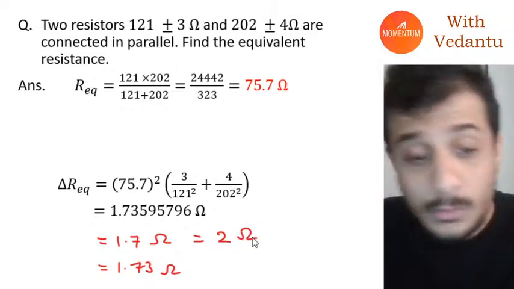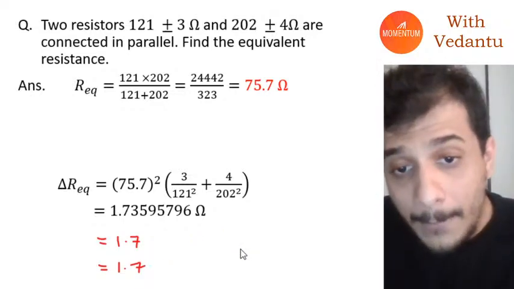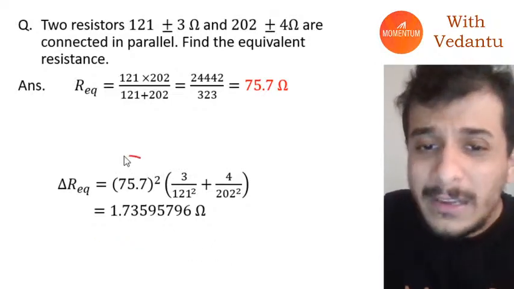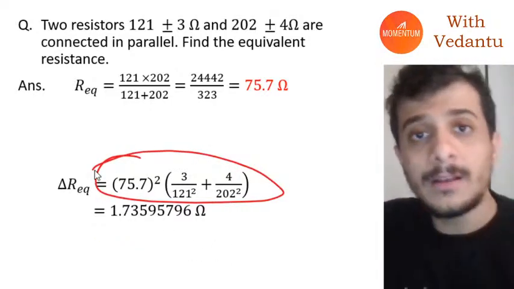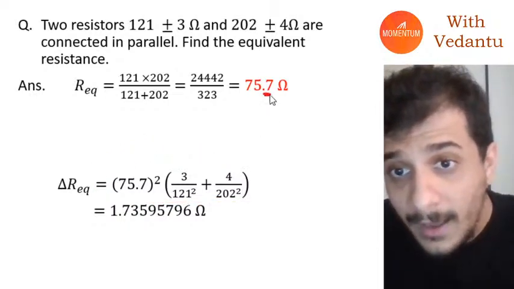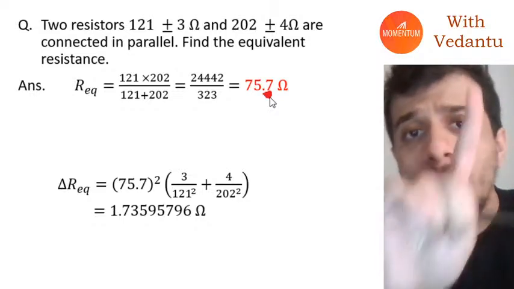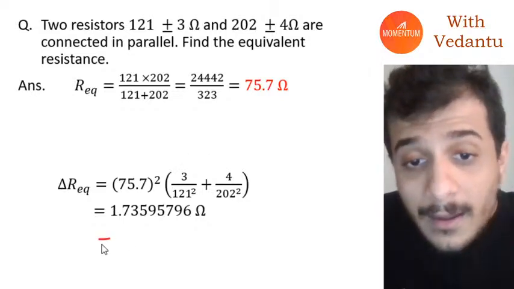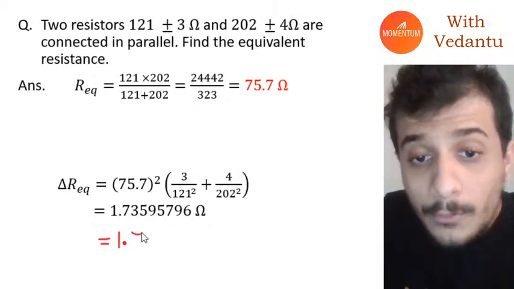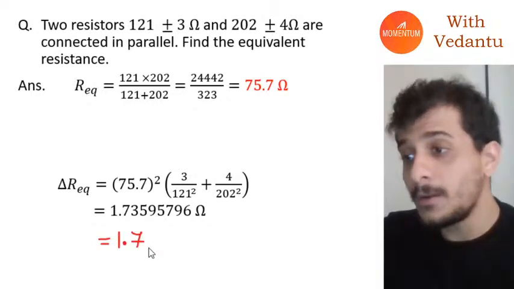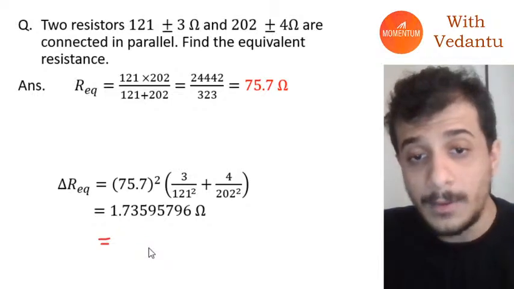So in order to round it off, you have to remember that when you are rounding it off, you don't care about what significant figures were here or there or anywhere. You just look here. Since this R equivalent had one decimal place, your error in R equivalent should also have one decimal place.